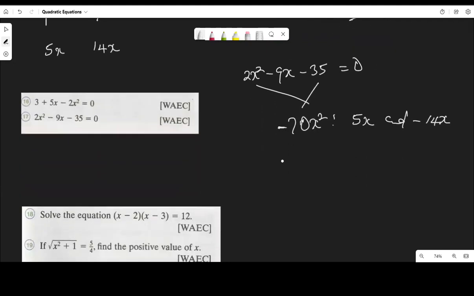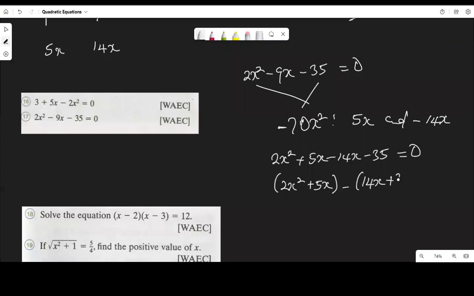Then when we add this, we will get this. So now that we know the factors, we replace the middle term with these factors, so that we have 2s squared plus 5s, rather minus 14s, minus 35 equal to 0. Let's group it 2 by 2: 5s, minus 14s plus 35 equal to 0.